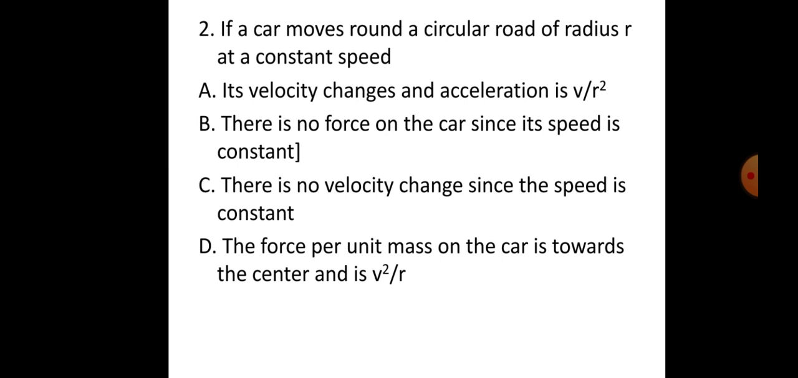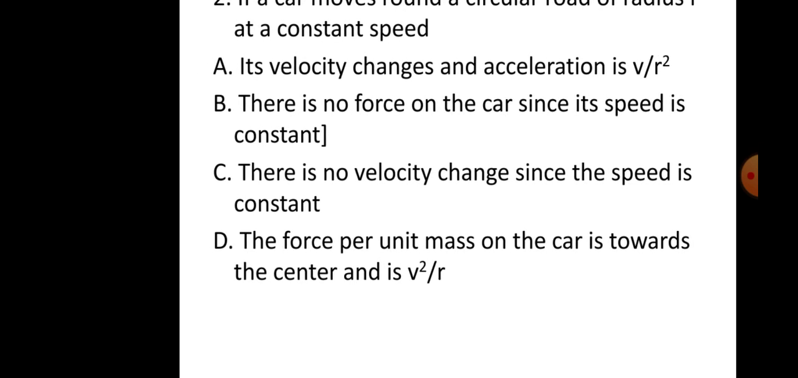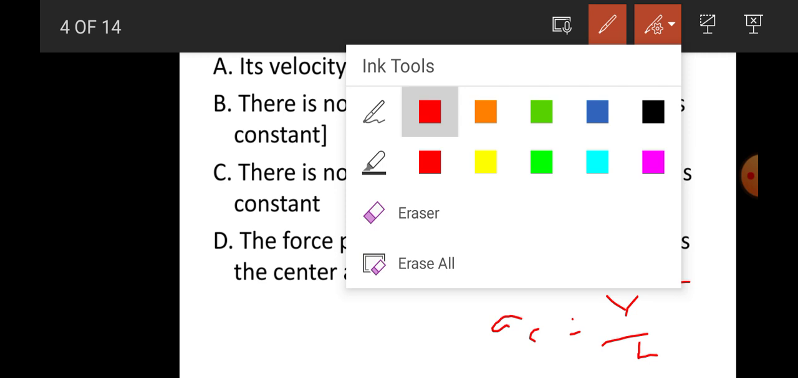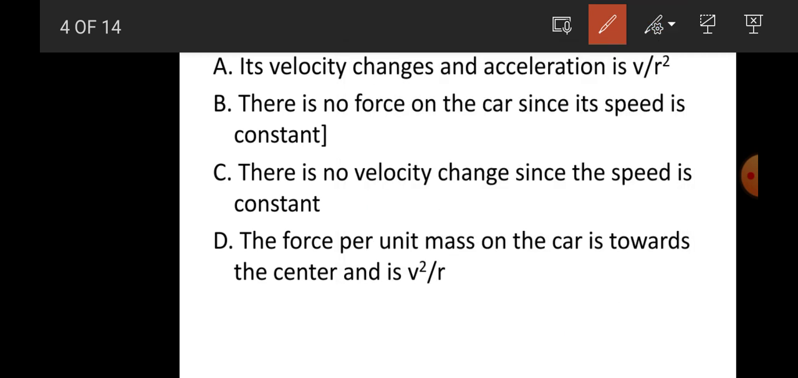Velocity, of course, it is changed, but formula of acceleration is centripetal acceleration ማለት ነው። ያልኳችሁ centripetal acceleration is equals to v square over r ነው እንጂ v over r square አይደለም፣ እሱን ማየት አስፈላጊ ነው። B: there is no force on the car since its speed is constant. Speed constant ስለሆነ no force ማለት አይቻልም። ይሄም ሊሆን አይችልም። C: there is no velocity change since the speed is constant.